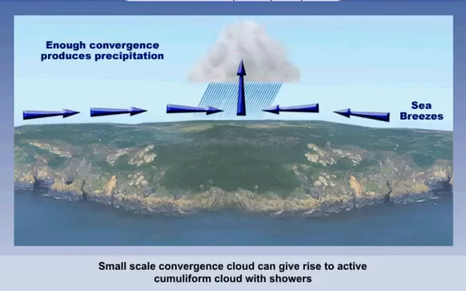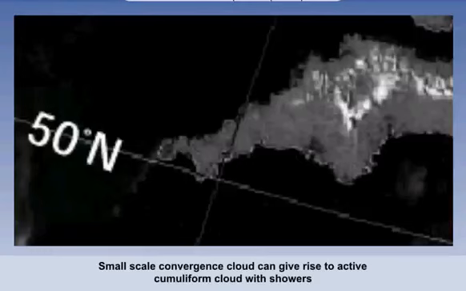In some cases, the uplift due to convergence is strong enough to produce precipitation in the form of showers or even give thunderstorms. Look at this satellite image of the southwest of England. It shows a line of convective cloud which has formed partly as a result of sea breeze convergence. We have looked at a relatively small-scale example, but we can see convergence on a larger synoptic scale.